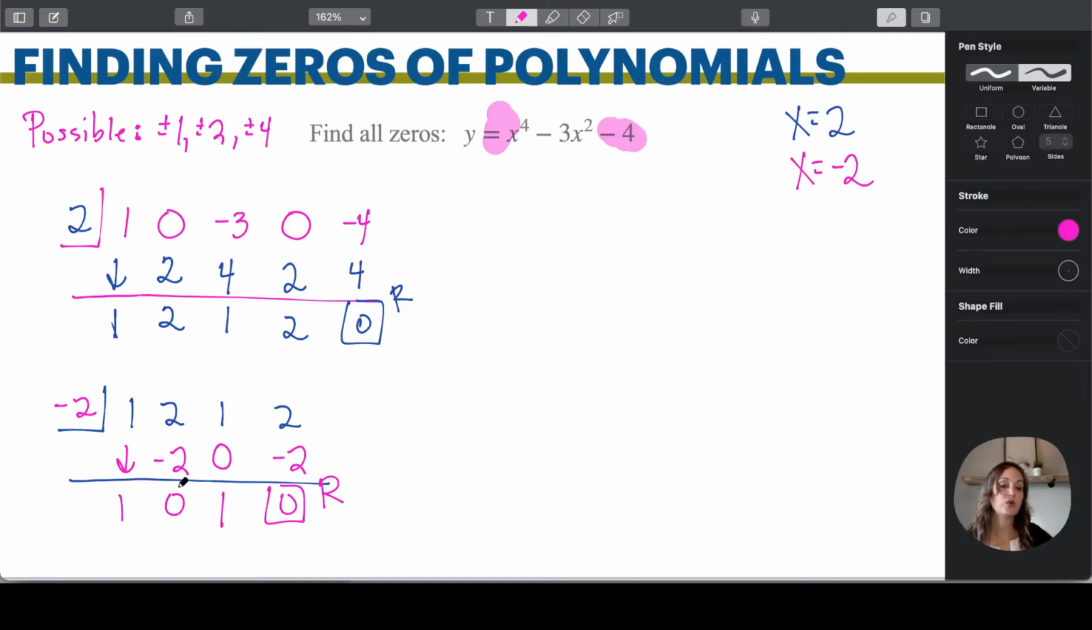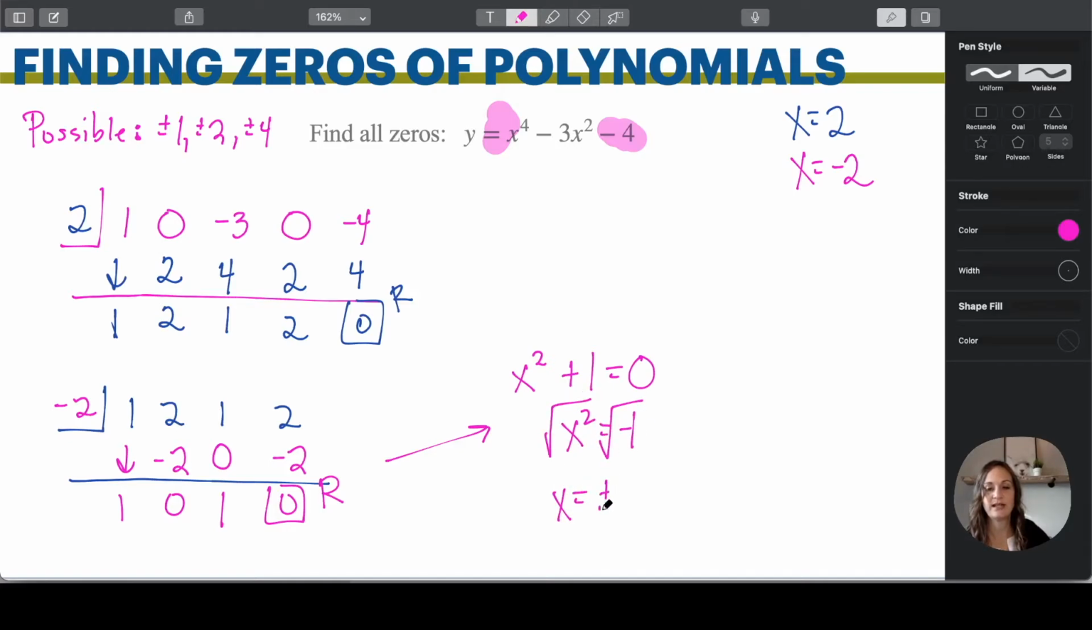Now we are down to a quadratic. This is the constant, this represents x, and this represents x squared. So we can rewrite this as x squared plus 1 equals 0. And now we can solve. You would subtract 1 on both sides, and then you would take the square root, and you would get plus or minus 1i.